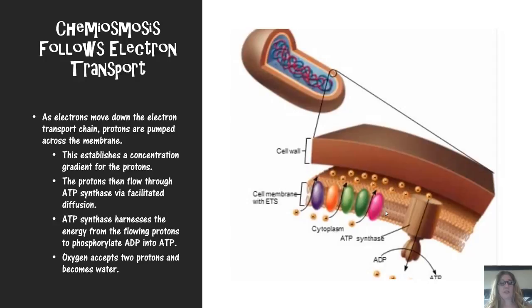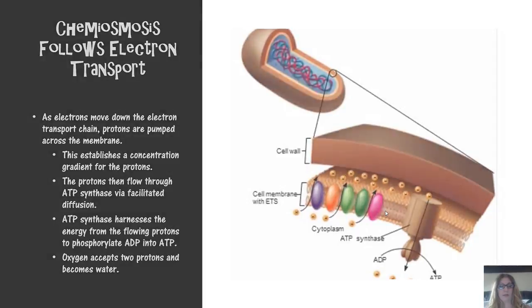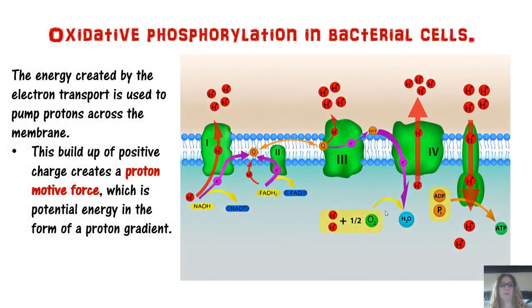Oxygen is going to be the final or terminal electron acceptor in the electron transport chain. Oxygen accepts those electrons, and it will actually become water. Okay, so let's zoom in so we can get a better look at what's going on here.